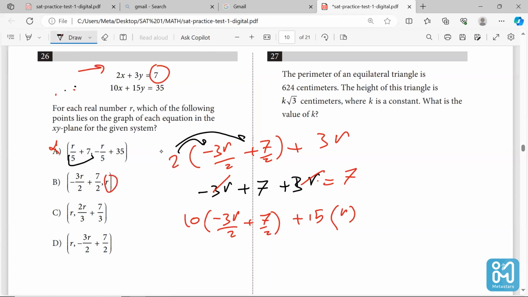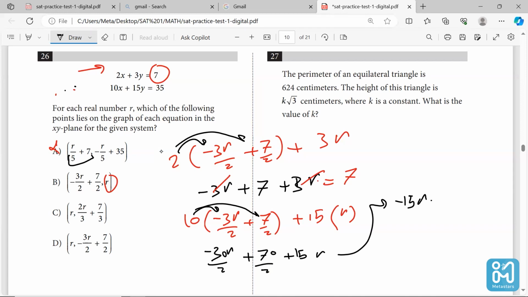Now I will do the same idea as in the previous question, expand here and here. 10 is going to be here, negative 30r over 2 plus 70 over 2 plus 15r. Now here, 30, not 3, negative 30r is going to be negative 15r, and here it's going to be 35 plus 15r. Now, when we take a look at this one, you can cancel this with this. So finally, I have 30.